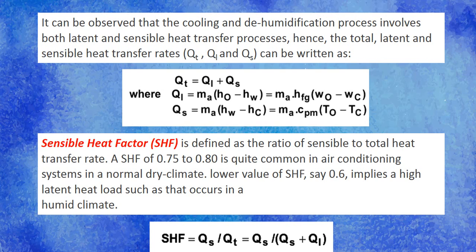When we speak of the sensible heat factor, it is defined as the ratio of the sensible to total heat transfer. In normal cases, a value of 0.75 to 0.8 is normal for a dry climate like ours. A range of 0.75 to 0.8 for SHF. A lower value, let's say 0.6, is actually used in very humid climates like parts of Saudi Arabia or Oman. Those countries have this particular SHF for their cooling or air conditioning systems.